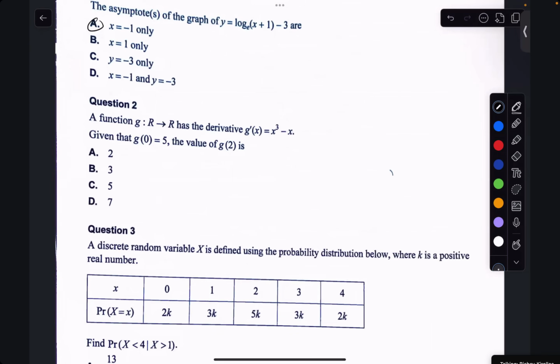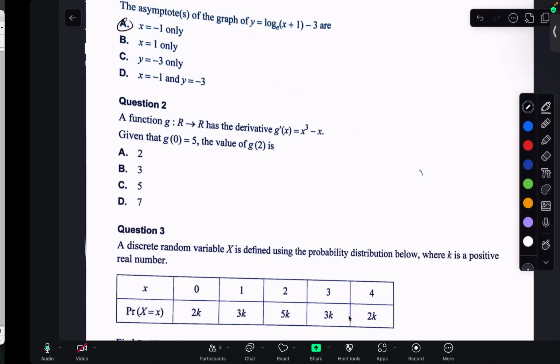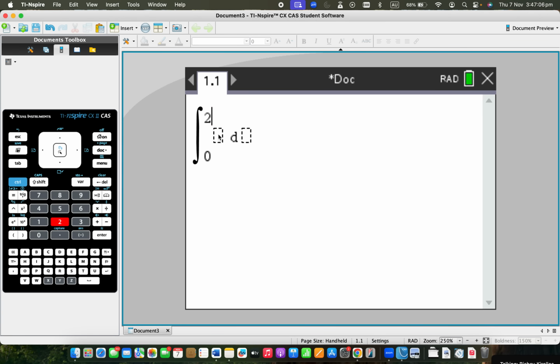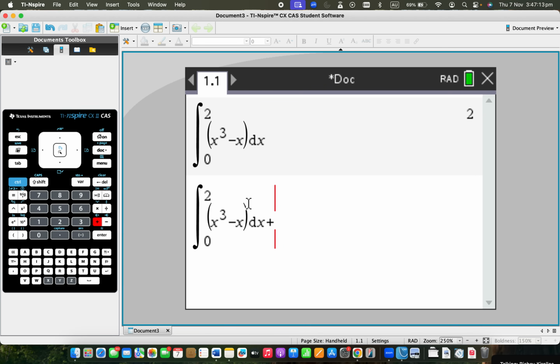This function has that derivative, if we want to find the original at x is equal to 2. So we can use a definite integral. If we use the initial x at the bottom, the final x at the top, which we want to be at 2, and then x cubed minus x dx, we also need to add the initial y, which is 5. So that will be 7.